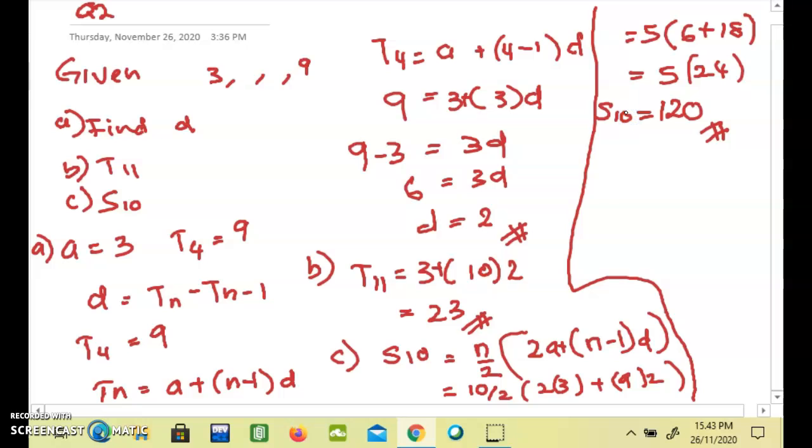S10. Okay, so in this question, I'm finding the D. From the value of D, I'm able to find the T11 and S10. The important thing is you have to know how to find A and D, because these are two variables that are very much needed in all the formulas given.